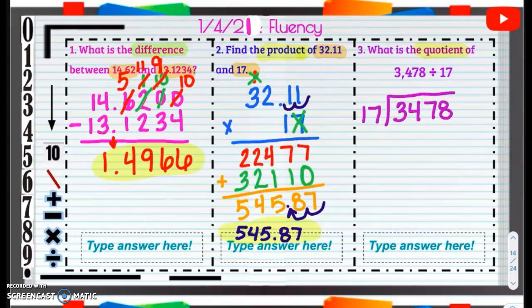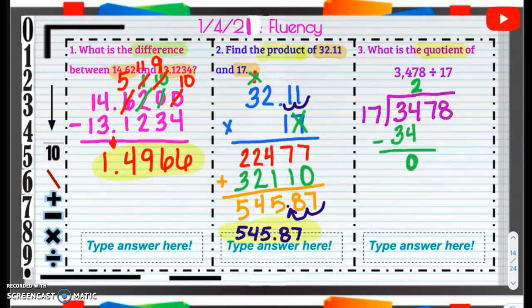And how many times can it go into 34? Well, I know 17 times 2. Let's take a look. Sometimes I like to write on the side. 17 times 2. 7 times 2 is 14. 2 plus 1 is 3. 34. So I know that 17 can go in 2 times, so I'm going to put a 2 above that 4. 17 times 2 is going to be 34. So now I'm going to subtract. 4 minus 4 is 0. 3 minus 3 is 0.